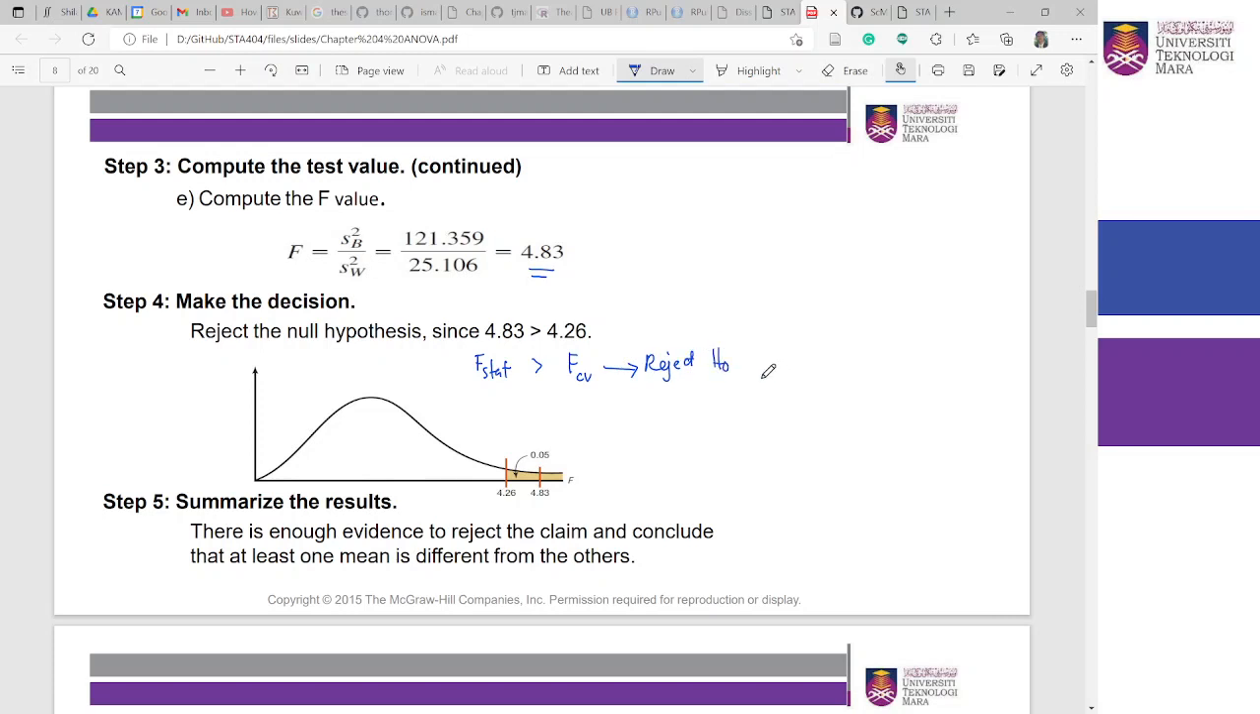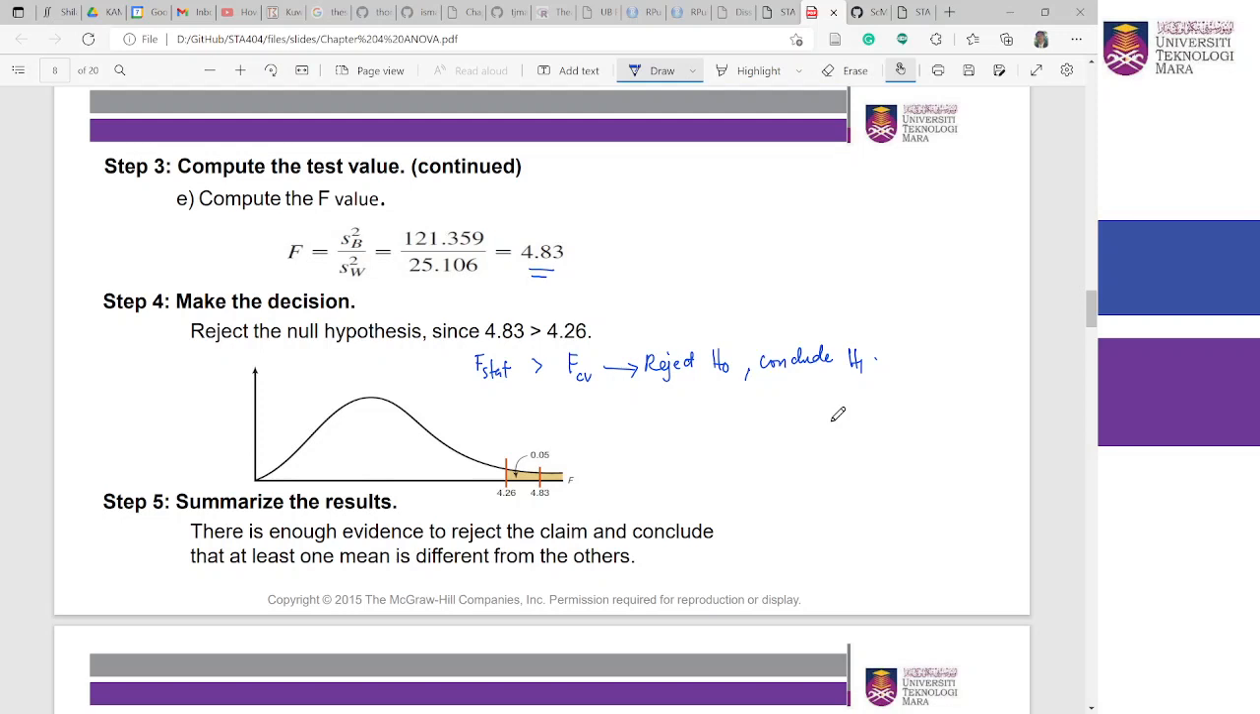H naught. So when you reject H naught, you conclude H1, saying that at least one of the means differ. So in this case, to summarize the result, you say that there is enough evidence to reject the claim and conclude that at least one mean is different from the others. Okay, itu saja yang diterangkan oleh ANOVA. Which mean differs cannot be given by the ANOVA result.